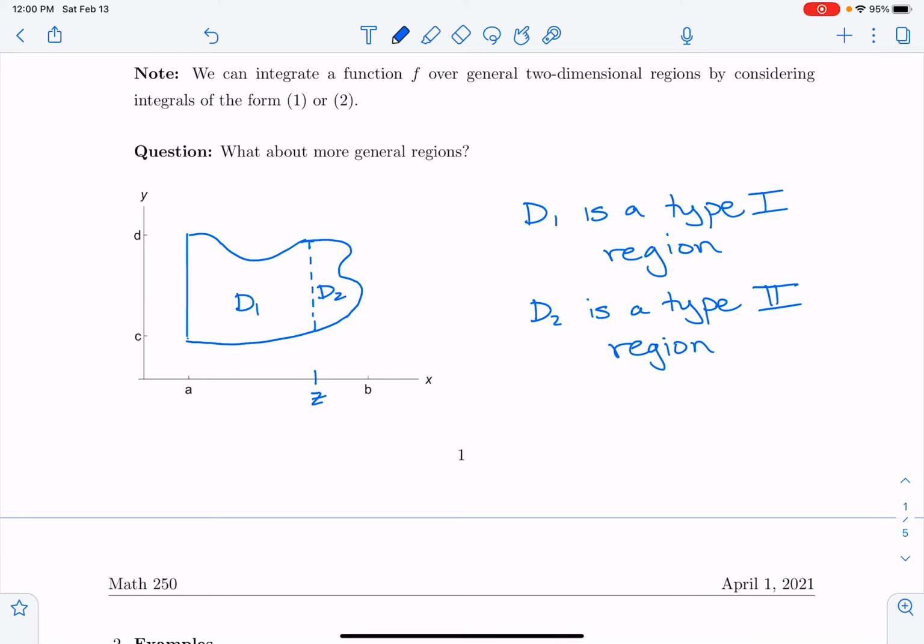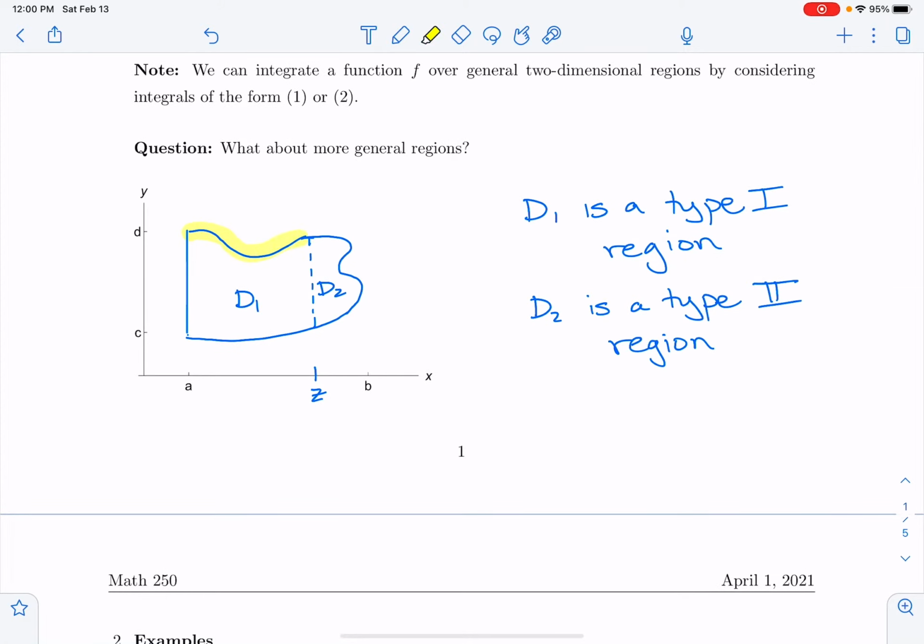So here we can see when D is a type 1 region, we have a function of x here, and then a function of x here. Okay, and we're looking at the area between those two curves. But on the other side, we can think of the type 2 region as being this function of y minus that function of y. So in essence, we can turn every one of these general regions into a finite number of type 1 and type 2 regions.